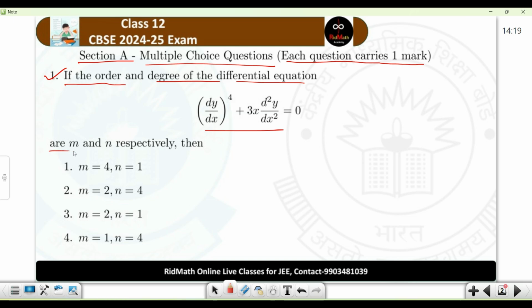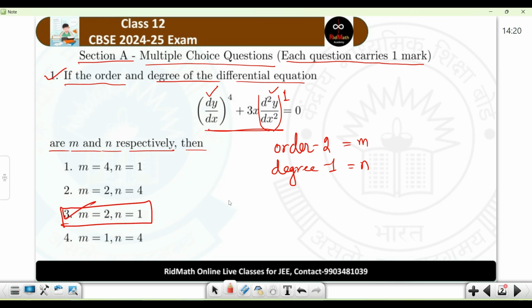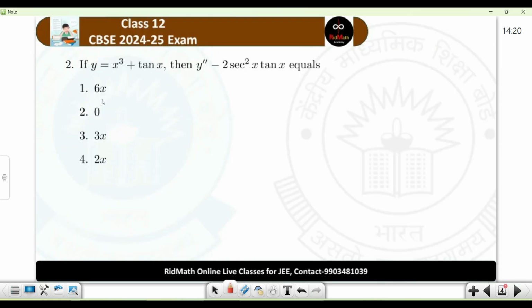If the order and degree of the differential equation are m and n respectively, then what is m and n? Here this is first order derivative and this is second order derivative. So in this differential equation, the highest order derivative is 2. So the order of the differential equation is 2, and the degree of this second order derivative is 1. So the degree of the equation is 1. So the order was m and the degree was n. So m equal to 2 and n equal to 1. Third option is correct.